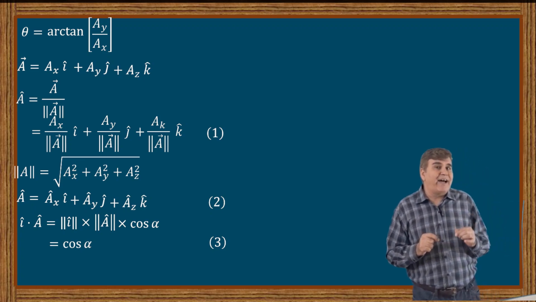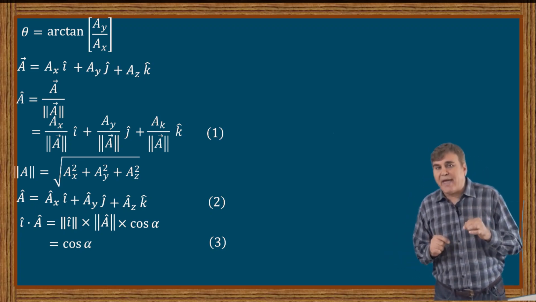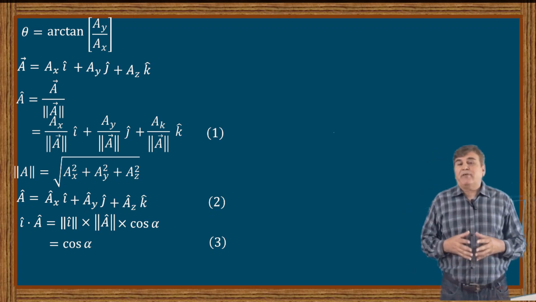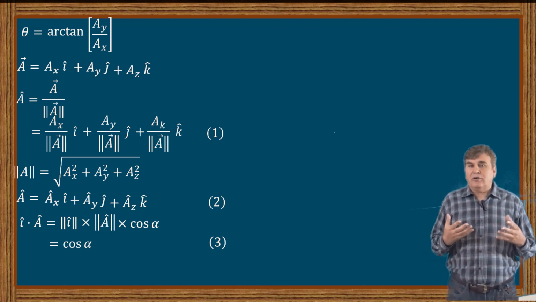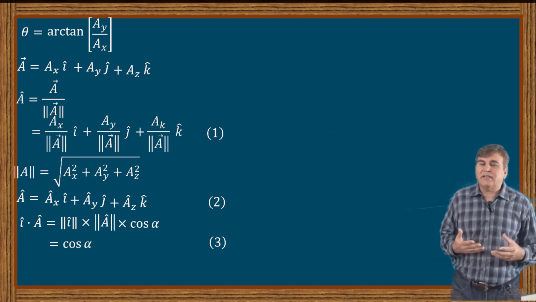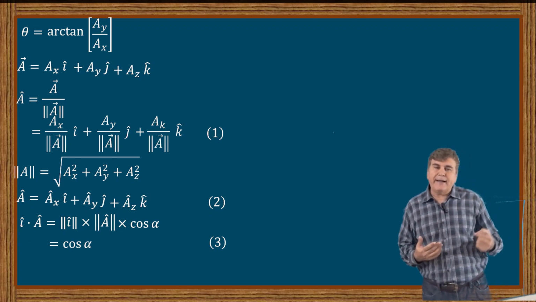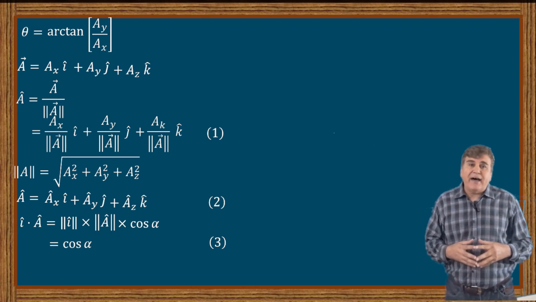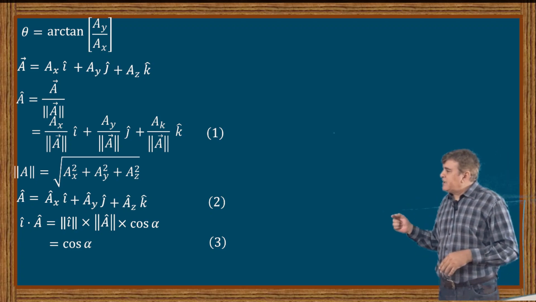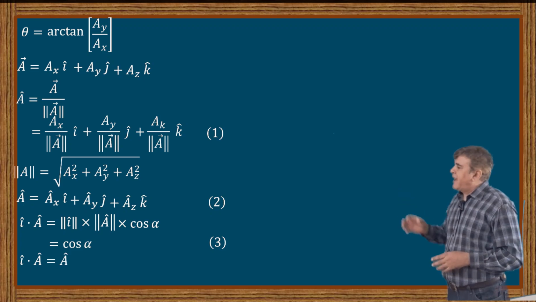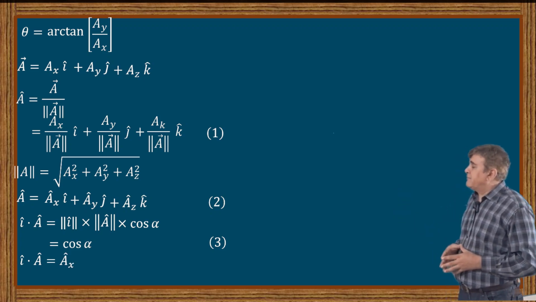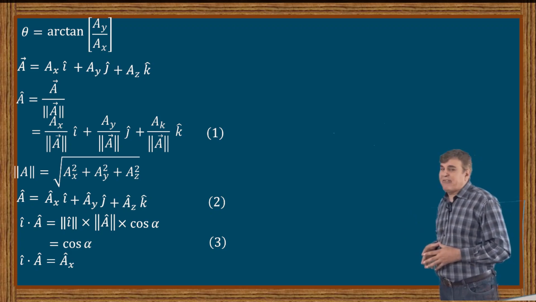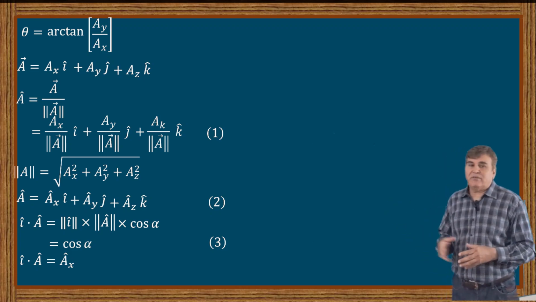That is, alpha is the angle that unit vector A is making along the x-axis of the Cartesian coordinate. And from equation 2, using the orthogonality condition on unit vectors, that is i dot i equals 1, i dot j equals 0 equals i dot k, I can straight away write i dot A equals A sub x hat, and we know A sub x hat equals A sub x divided by the norm of vector A. And I call this equation 4.